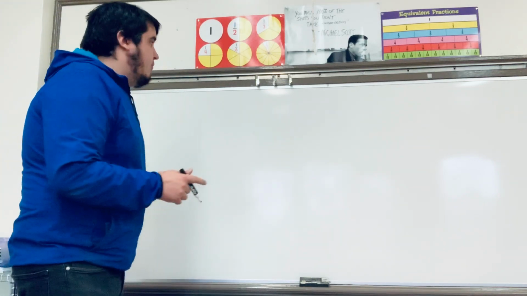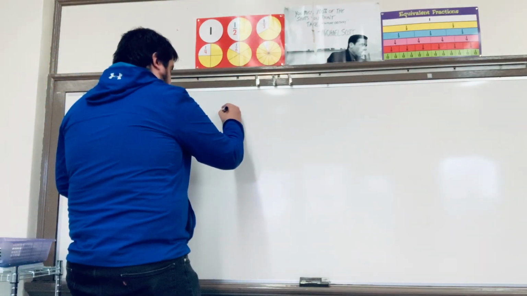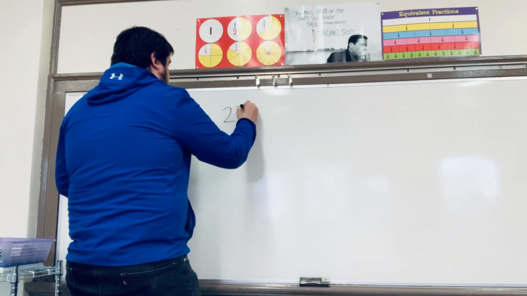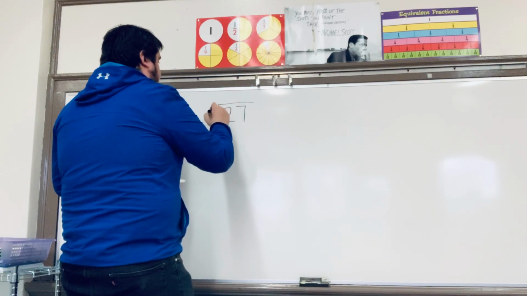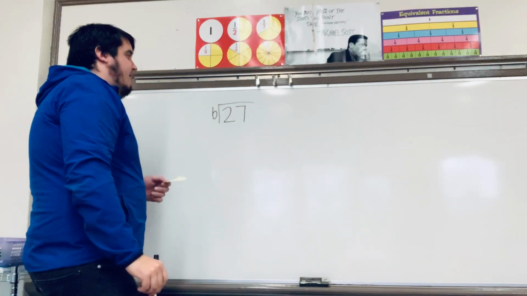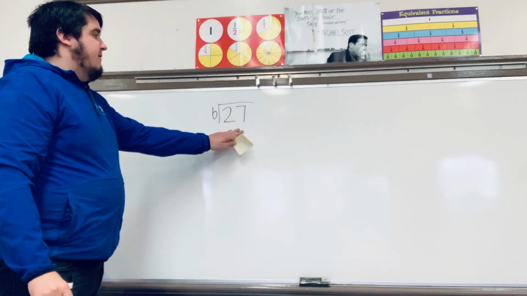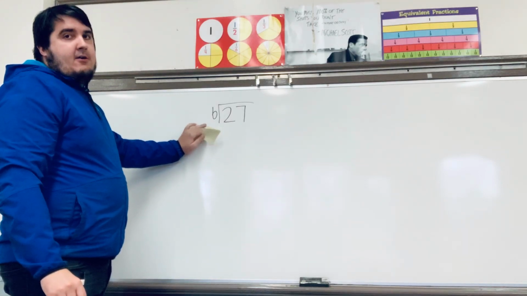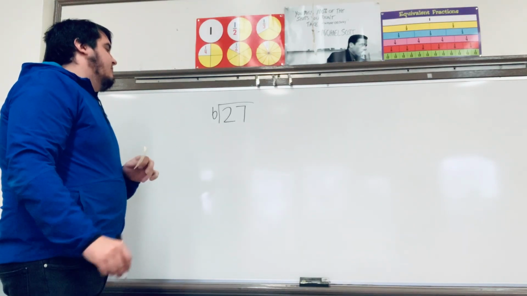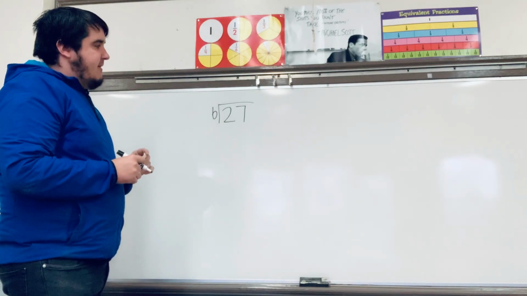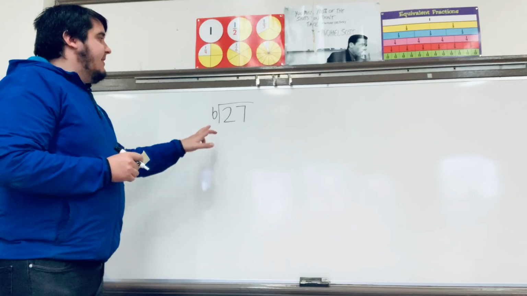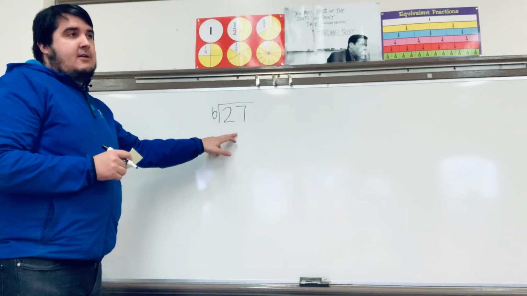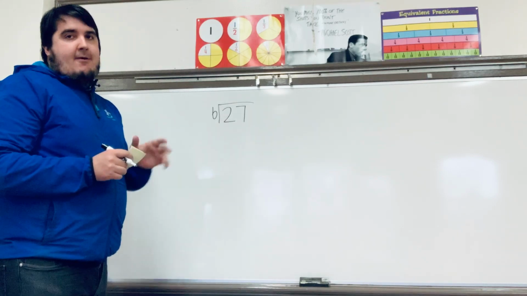So we're going to do 27 divided by 6, right? So we have our number here that we're dividing, and what we're dividing it by on this side right here. So we have to do 6 divided by 27. We're going to see how many times 6 can go into 27. So we're going to do the skip counting that I talked about.